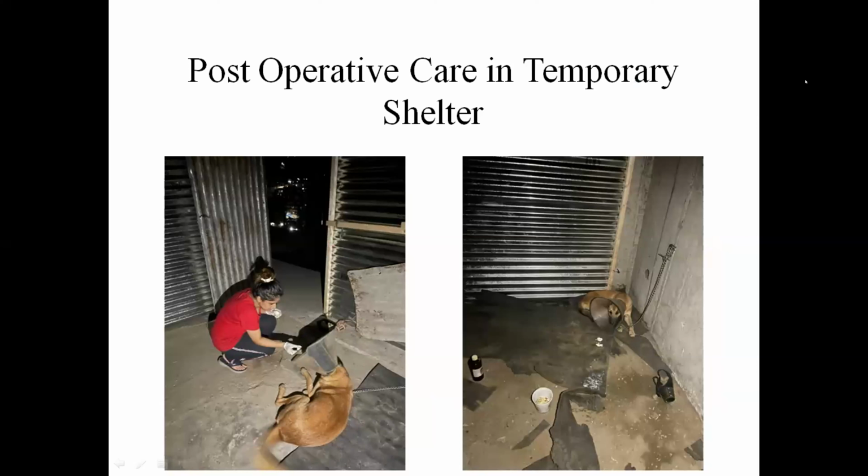In the ABC program, we are conducting the animal birth control program, and we are doing post-operative care. Temporary shelters are being made here, and after the ABC surgery, the dog needs 5 to 6 days of proper care. After that, these dogs are released into their natural niche.